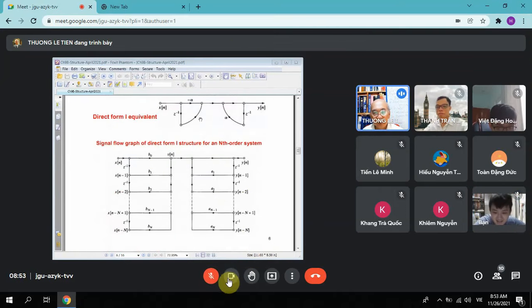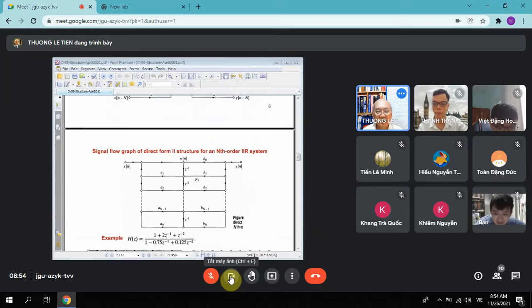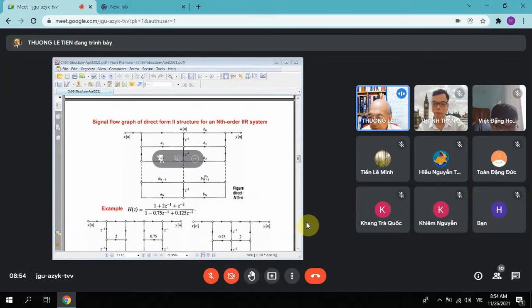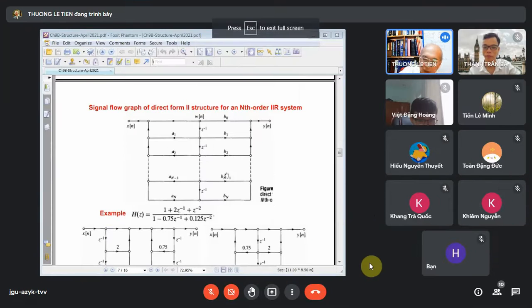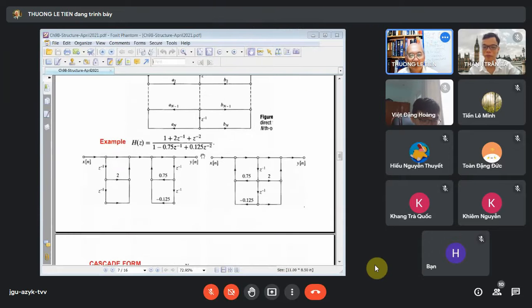Okay, direct form 1. Similar to the case of the block diagram. Direct form 2 as well, except we just short-circuit all the boxes. That's all. What's the form of this one?